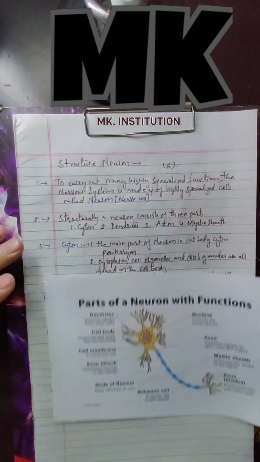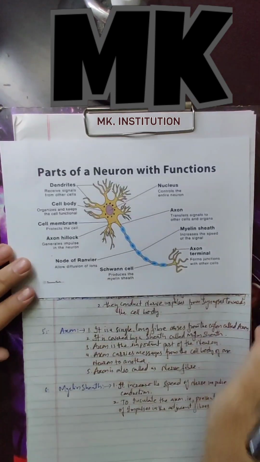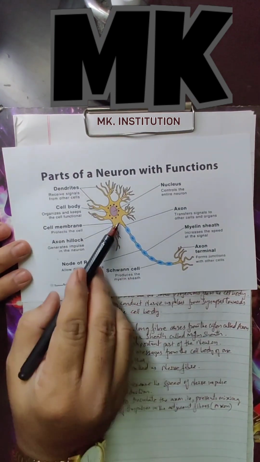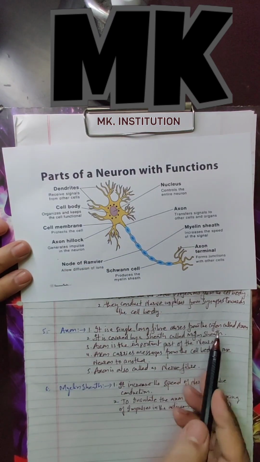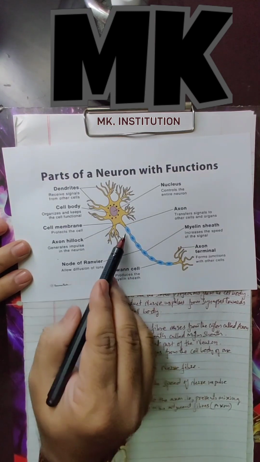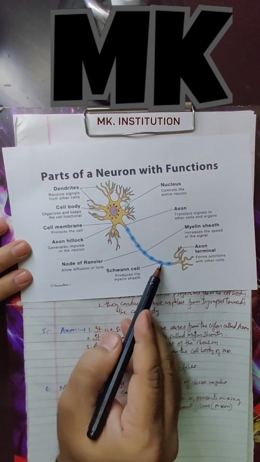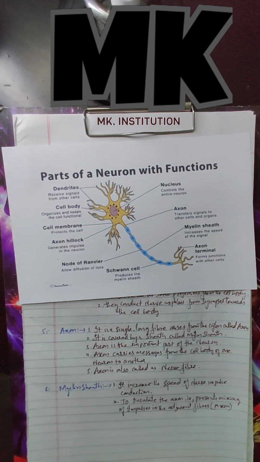So this is the work of the cytome, as I told you, and the dendrites. Clear? And the axon is a single long fiber. This completely is the axon, arising from the cytome, the cell body. Then it is covered by the sheath called the myelin sheath. All this blue color you are seeing is the myelin sheath, otherwise called the medullary sheath or insulatory sheath. Clear?